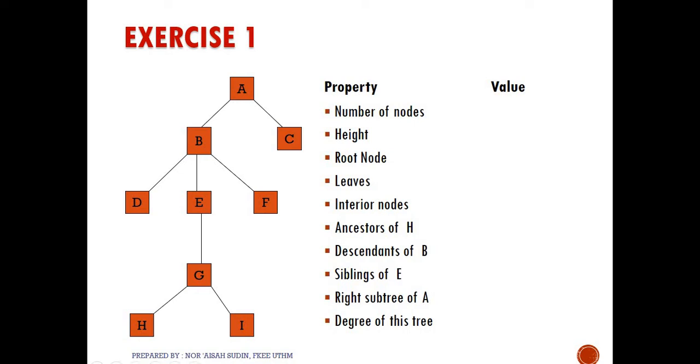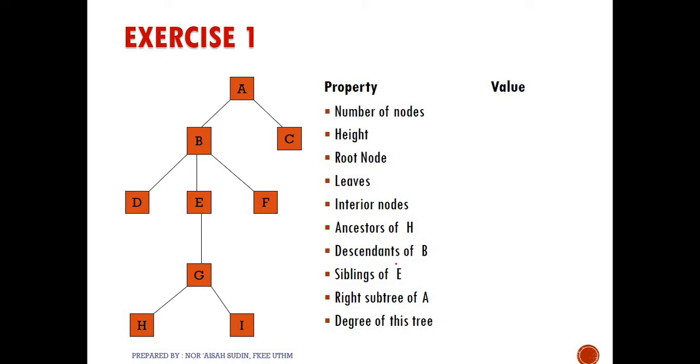What about the interior nodes? An interior node is a node which has at least one child. So A, B, E, and G are the interior nodes. What about the ancestors of H? You can find the ancestors from the bottom to top. So the ancestors of H are G, E, B, and A.